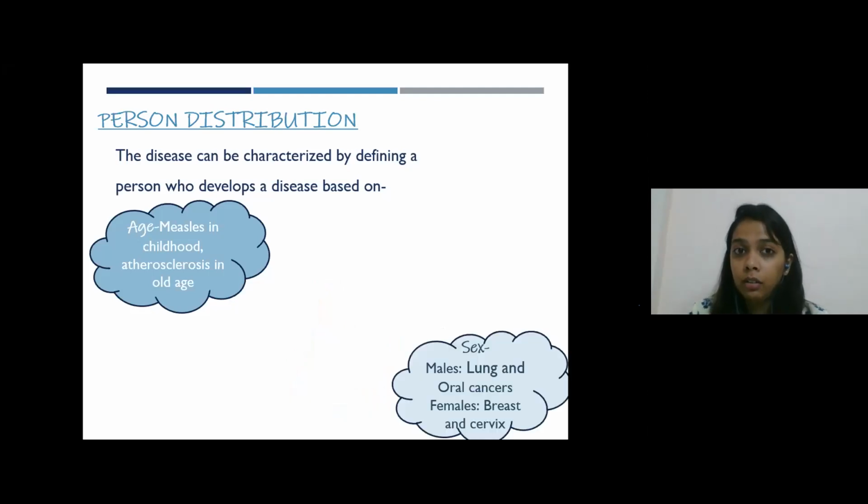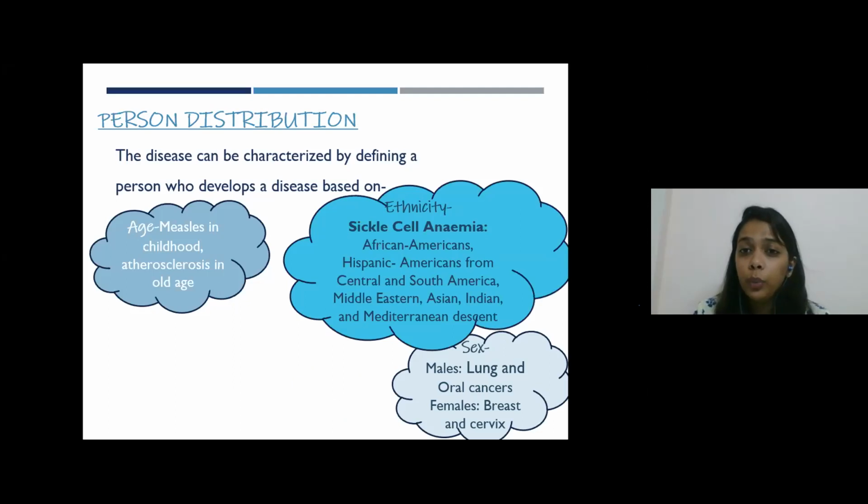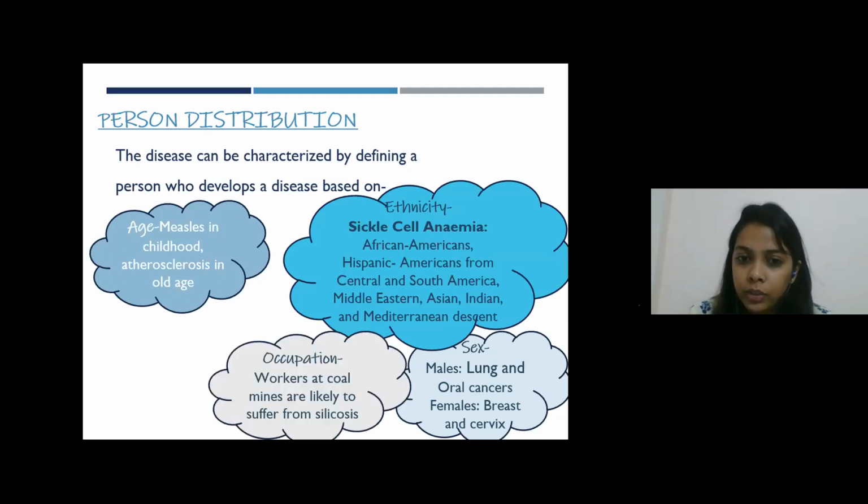Then it can depend on the gender or the sex. Like in India, lung cancers and oral cancers are the highest cancers in males, whereas in females, the highest cancers are breast cancer and cervical cancer. With regard to ethnicity, we have certain ethnic groups who have a higher prevalence of sickle cell anemia due to various genetic variations. In fact, they say one in every 12 African Americans suffer from sickle cell anemia. It depends on your occupation, where you're working, and what sort of exposure you have.